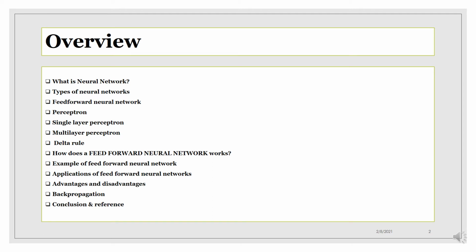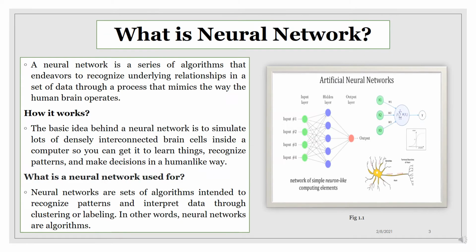That is: what is a neural network, types of neural networks, then feed-forward neural network, perceptron, single layer perceptron, multi-layer perceptron, delta rule, how does a feed-forward neural network work, example of feed-forward neural network, then applications of feed-forward neural networks, advantages and disadvantages, back propagation, and conclusion and reference. So let's move further. First of all, what is a neural network?